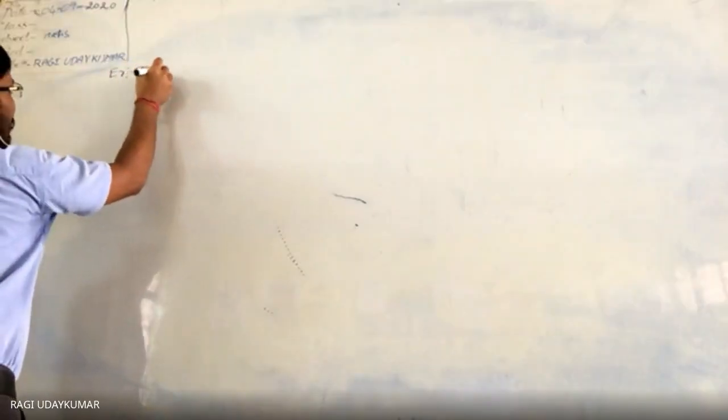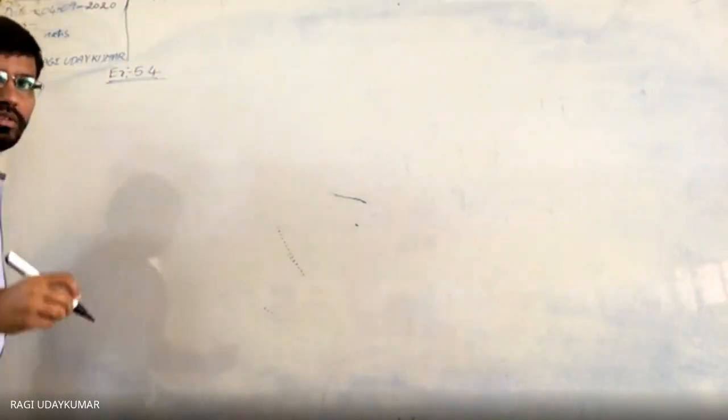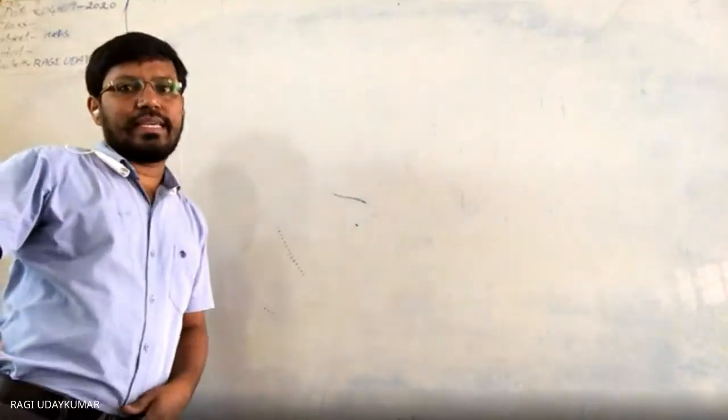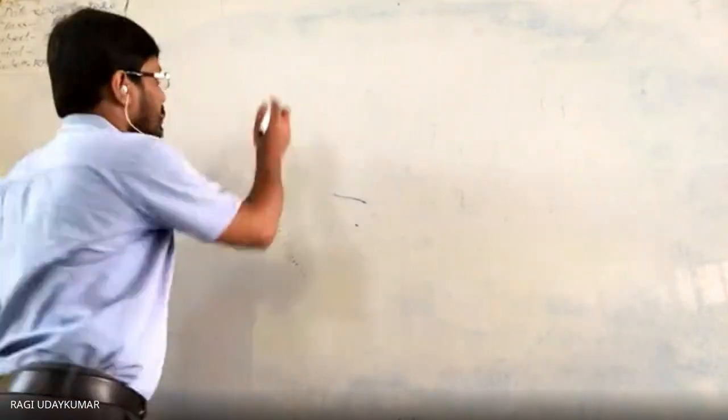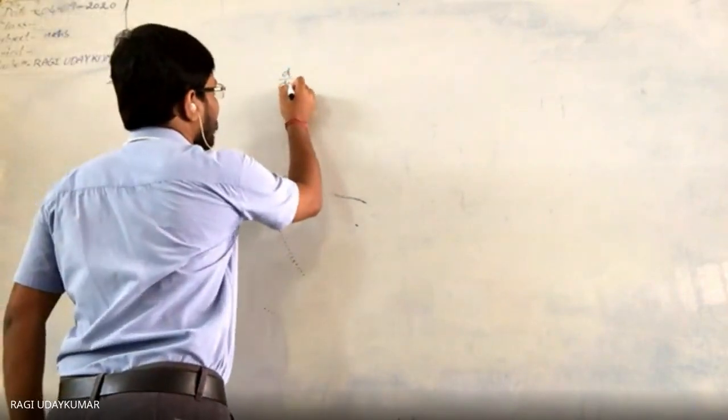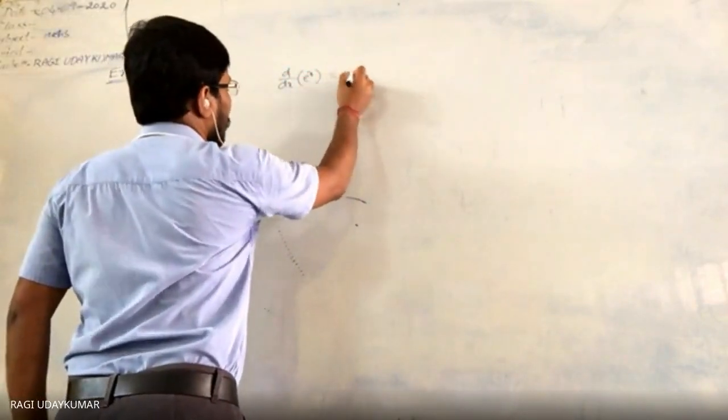Going to start exercise 5.4. Exercise 5.4, let us see here. So the first differentiation: here two things you have to remember. d by dx of e power x is equal to e power x.